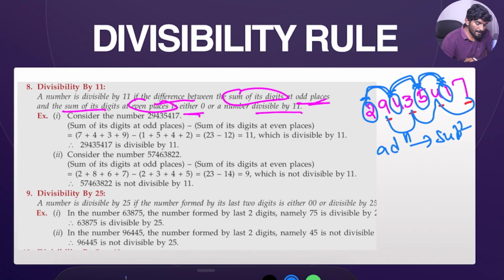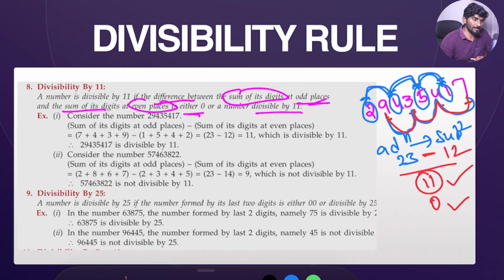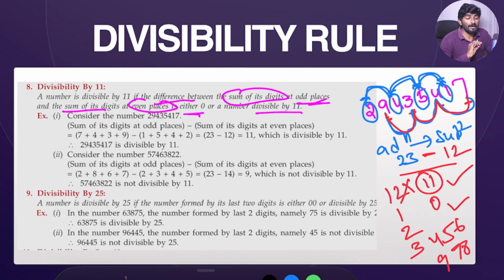One sum will be 23. You will get another sum, and that will be 12. And you will get 11. If you get 11, then that number is divisible. If you get 0, that number is divisible. If you get 12, no, it is not divisible. If you get 1, 2, 3, 4, 5, 6, 7, 8, 9, not at all. That number will never be divisible by 11.